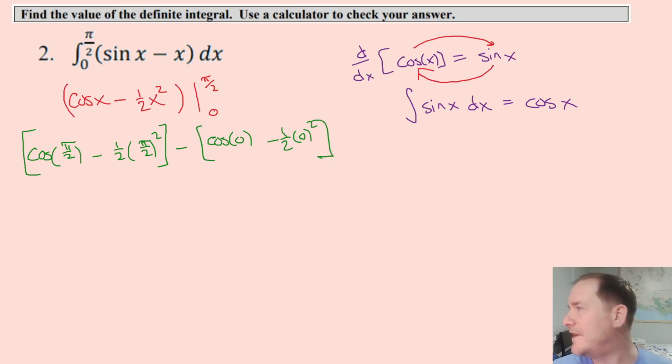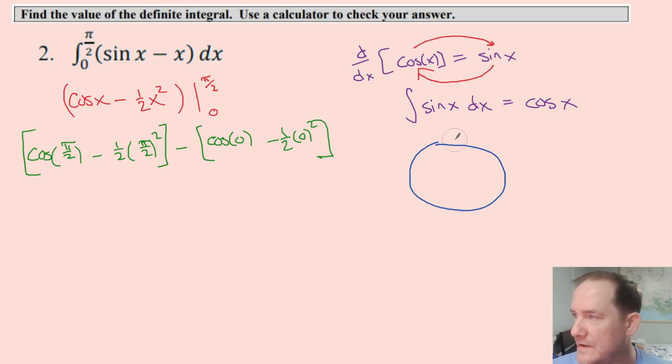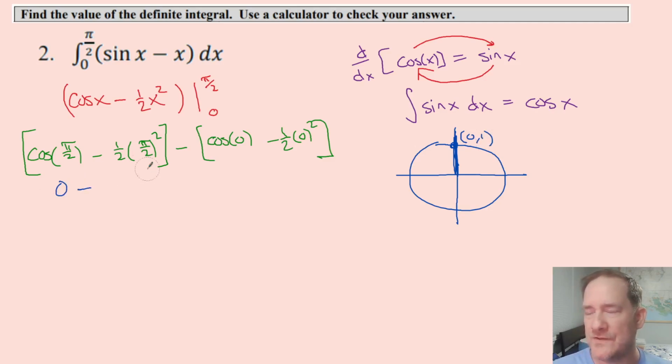Okay, so start evaluating. If you guys forget your cosine and sine values, draw yourself a unit circle. Pi over 2 is 90 degrees. I'd like to think you guys remember that. And cosine is the x-coordinate, so cosine of pi over 2 is 0. So that's a 0. Then it's a 0 minus pi squared over 4 times 2 would be pi squared over 8. Now the pi is squared, the 8 isn't, so don't put parentheses or nothing. All right, but there's my first half of the problem.